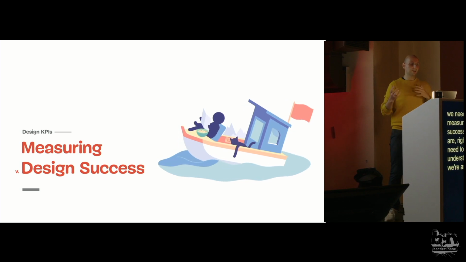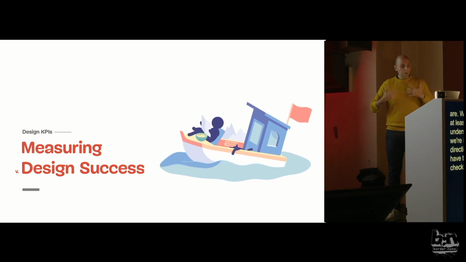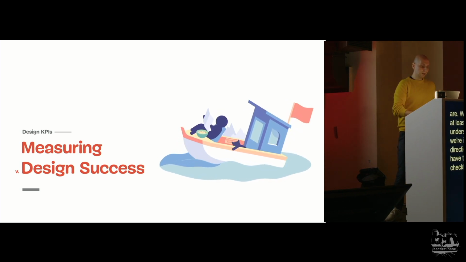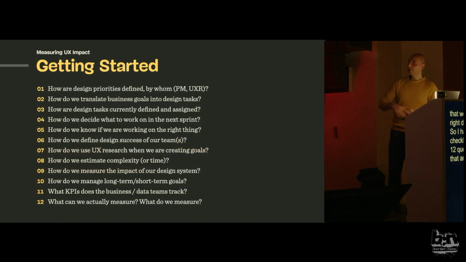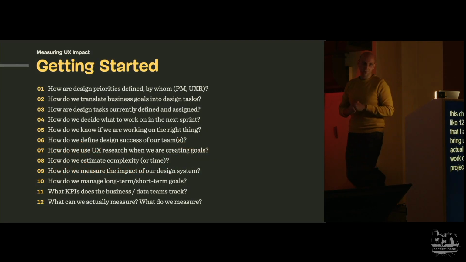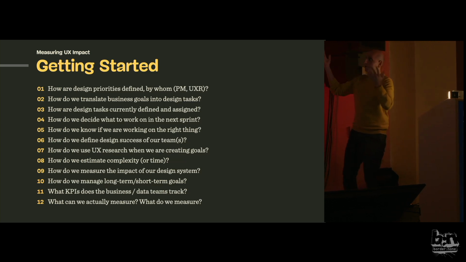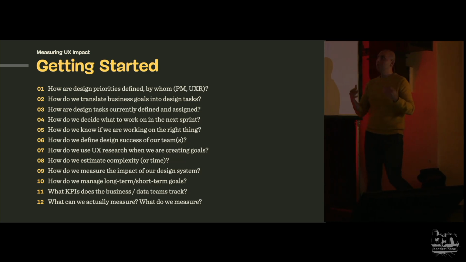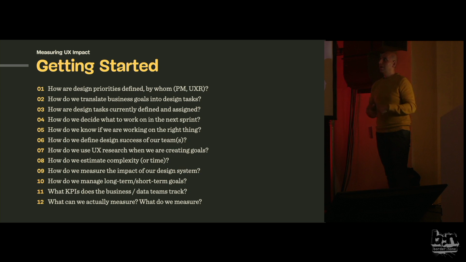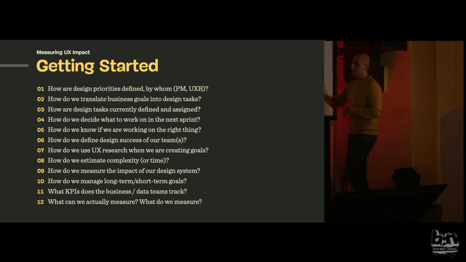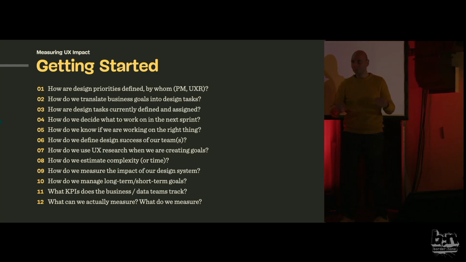So I have this checklist of like 12 questions that I always bring up when we're starting to work on something similar, something like this. And these are the questions. You will get them, of course, in the deck as well. How are design priorities defined? How do we translate business goals into design tasks? How are they currently defined and assigned? How do we decide what to work on the next sprint? And a few others. We just need to have answers to those questions.